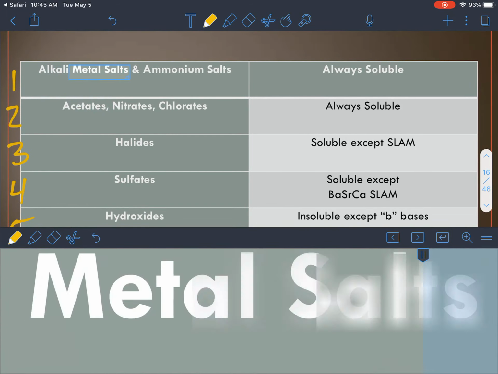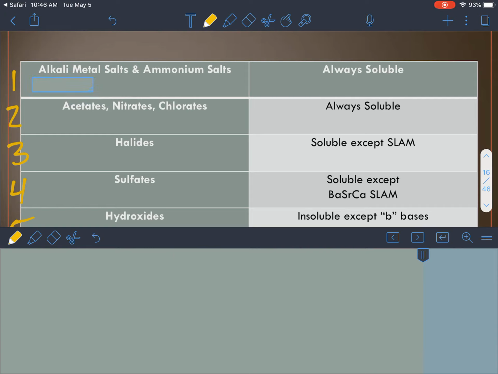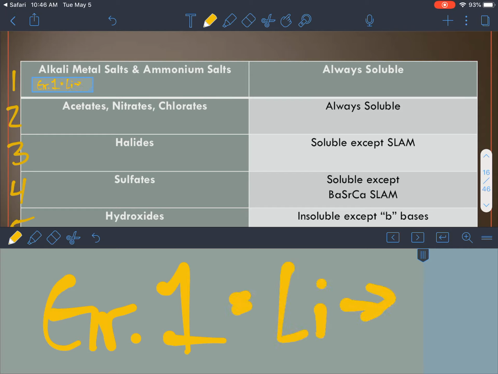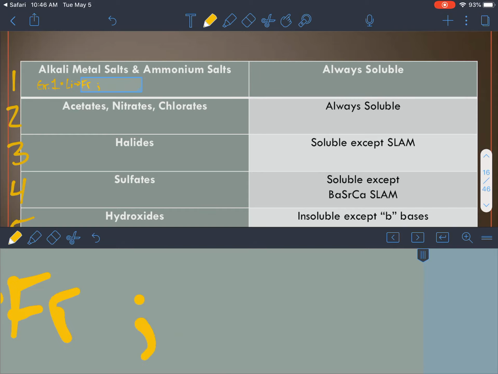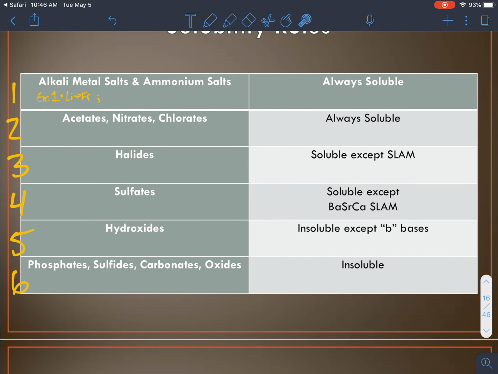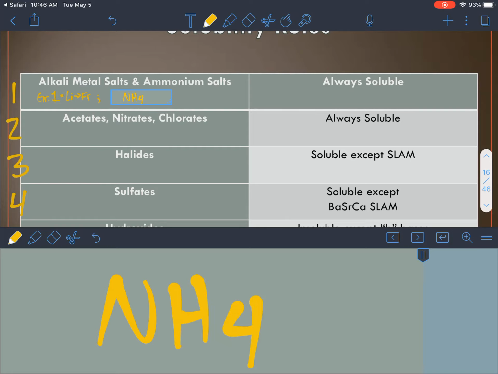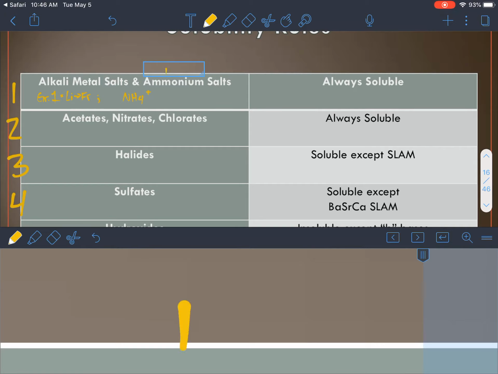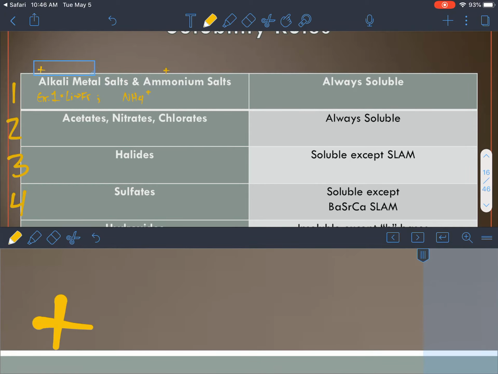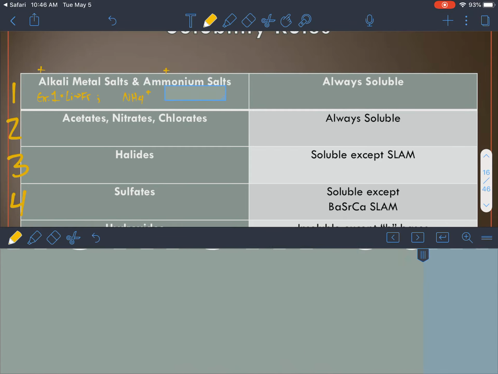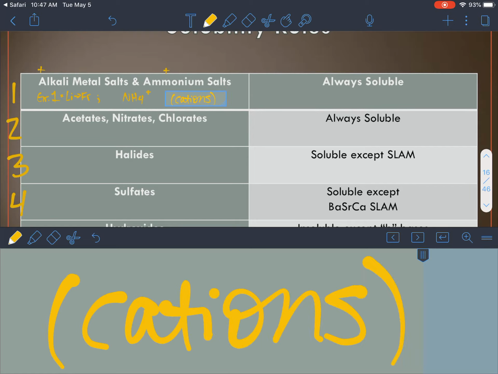So indicate on this little cheat sheet, or decide where you're going to be putting these notes for your end of the unit test. I would do it in your packet of fun. But the alkali metals are your group 1 elements, lithium through francium. Now the other part of this says ammonium salt. If you remember, take a look at that polyatomic ion sheet. Ammonium is NH4 with a +1 charge. So these are all positive. If something has a positive alkali metal, or if it has a positive ammonium, then it is always soluble. These are the cations of your ionic compound.